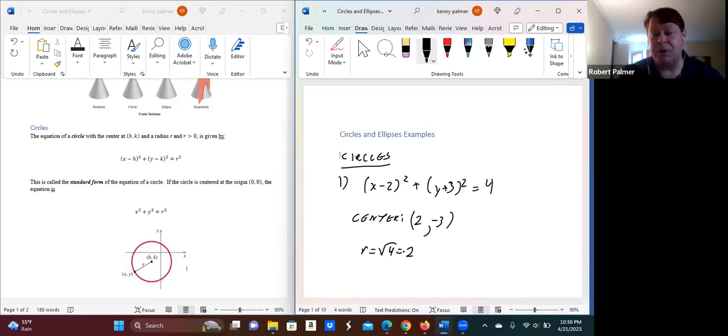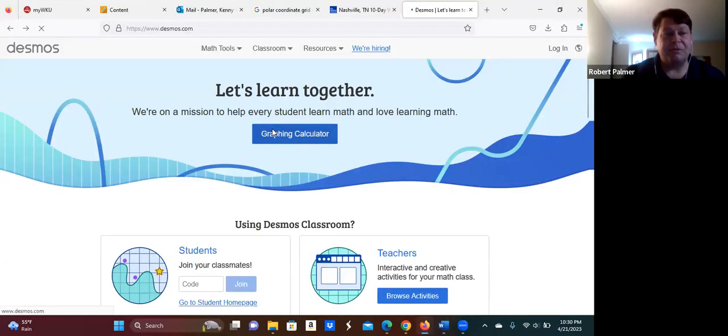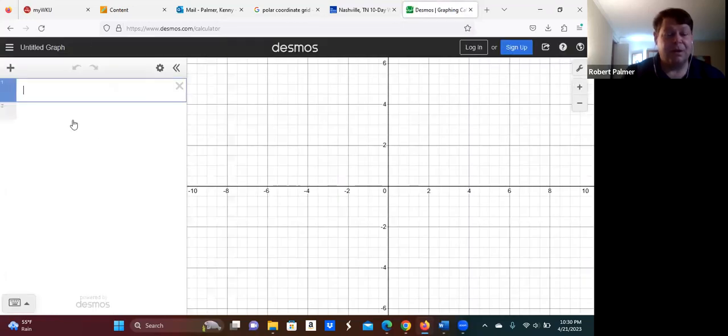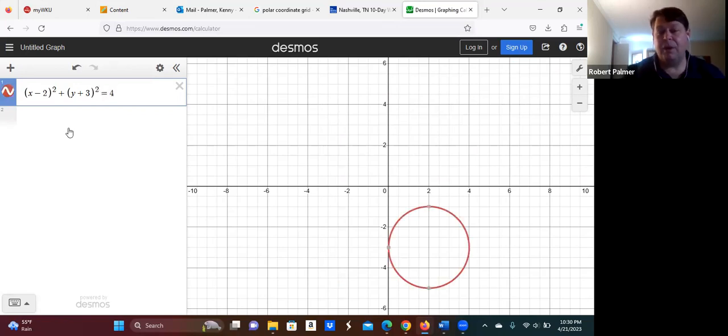Now, if we go to Desmos, we can graph that pretty easily. You can graph circles just as the equations are written. Let's do that. So we have (x − 2)² + (y + 3)², I need parentheses, equals 4. So that's our circle. The center, once again, as we said, is (2, −3), and it has a radius of 2.